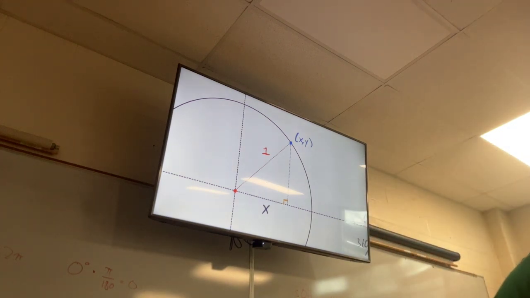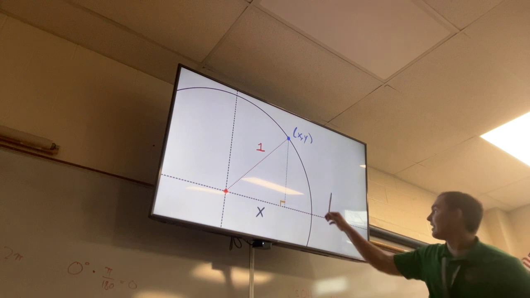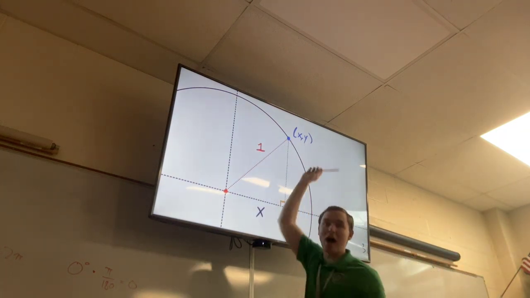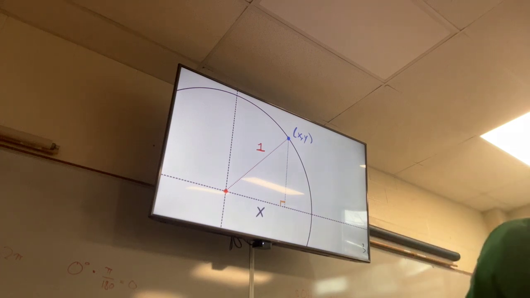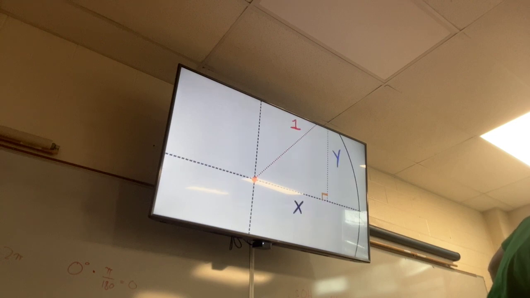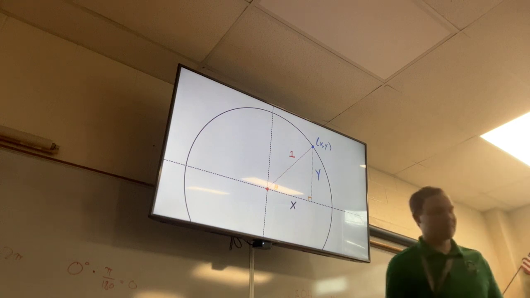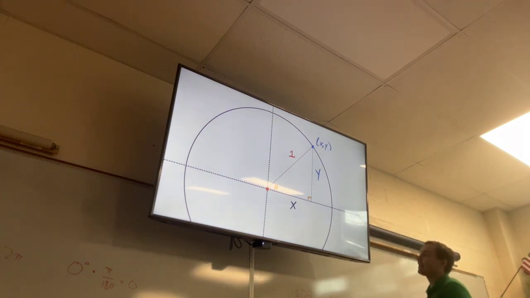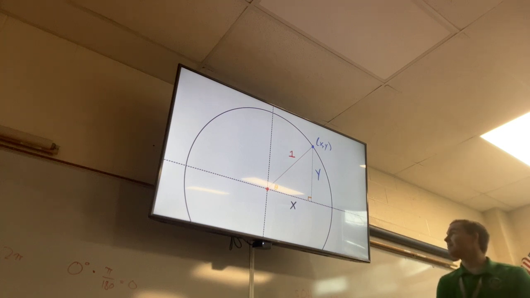What's the length of that other side going to be, the vertical leg? However far I go up from the origin, that's the y-coordinate. That's my y-coordinate, okay? And I'm going to take this angle here and label it theta. That's just some angle theta. We don't know exactly what it is, but it's theta, okay?